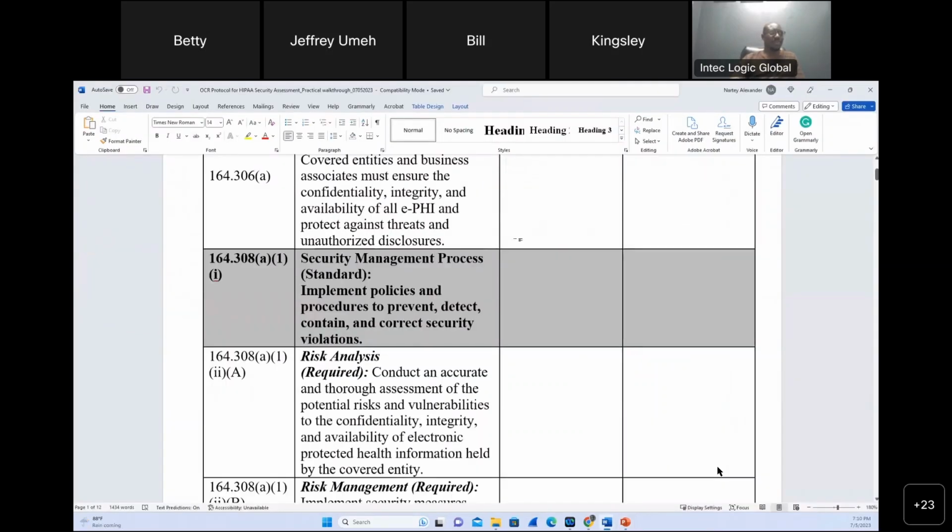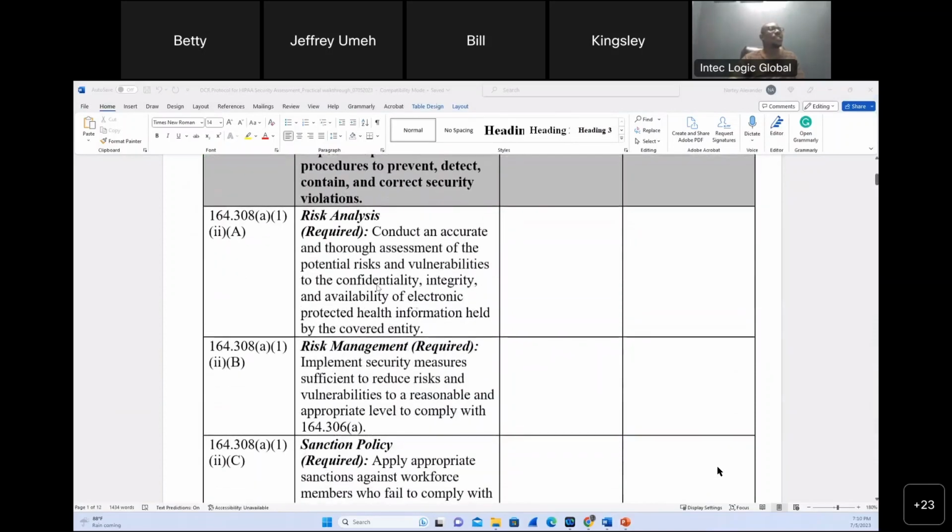So, security management processes. So just a second. Good. First requirement under the security management processes that we went through is conduct an accurate and thorough assessment of the potential risks and vulnerabilities to the confidentiality, integrity, availability of electronic protected health information held by the covered entity.